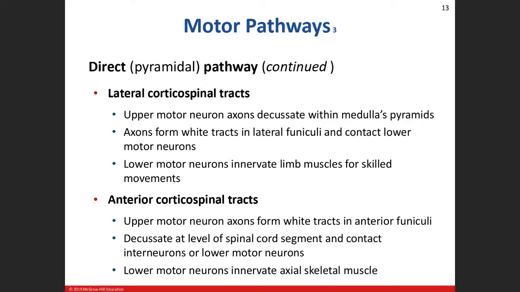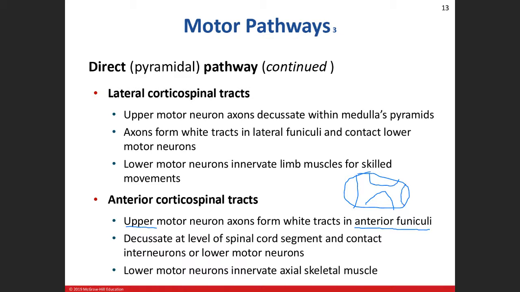All right, so quickly just with the anterior cortical spinal tract, and then I'll go over the drawings here for the cortical spinal tracts, and then we'll take a break. So in the anterior, the upper motor neuron is going to travel all the way down without crossing. It hasn't decussated yet. And it's going to travel all the way down into the anterior funiculi. Remember, anterior funiculi is on the front part of our spinal cord.